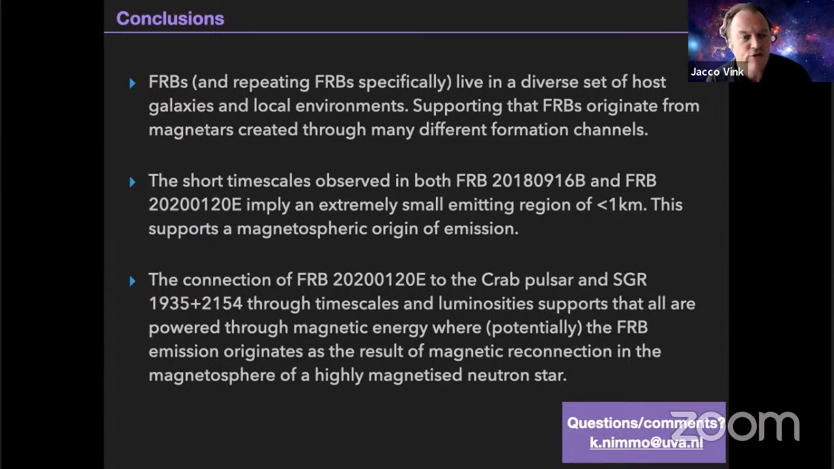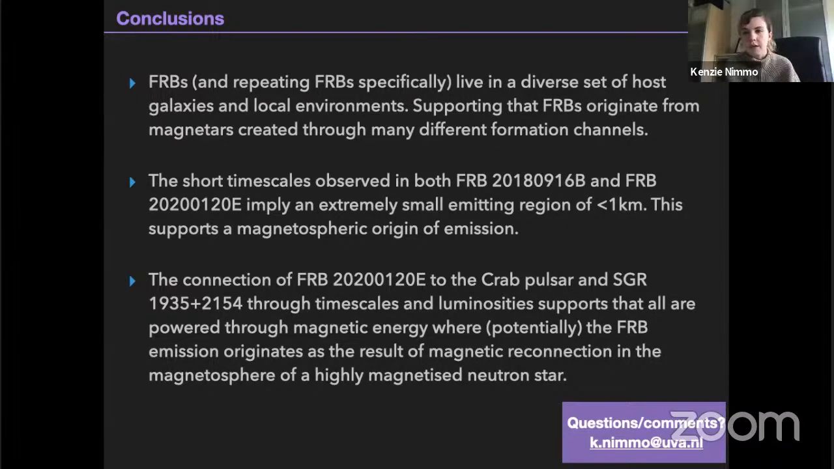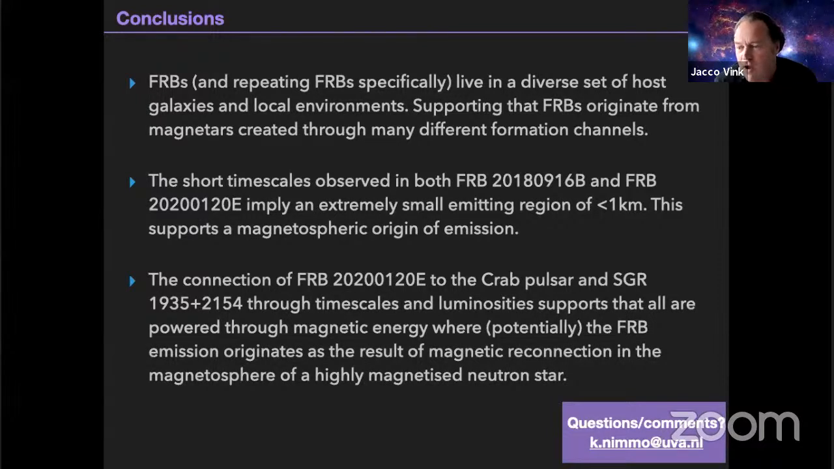Hi, Kenzie. Nice talk, nice results. I'm wondering about the short timescale implying a small emitting region. If you have coherent emission, and if you have a very beamed thing, maybe this doesn't hold, right? If it's just a very narrow spot near the light cylinder, that might be possible as well. So do you mean like a relativistic argument? No, basically a beaming argument. If it's coming from one tiny spot on the light cylinder, right?